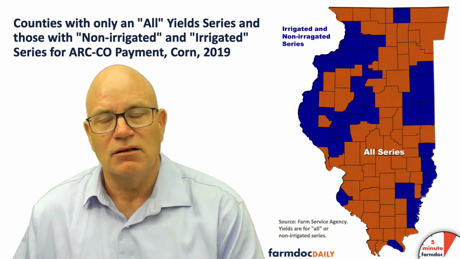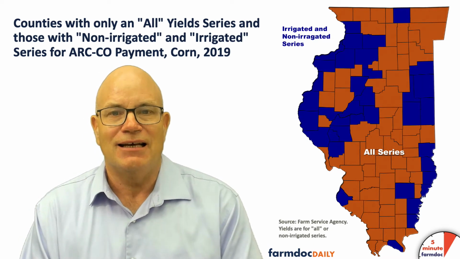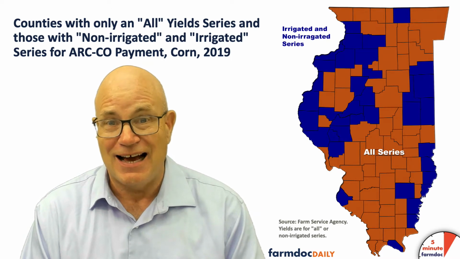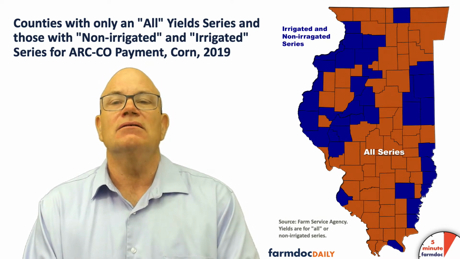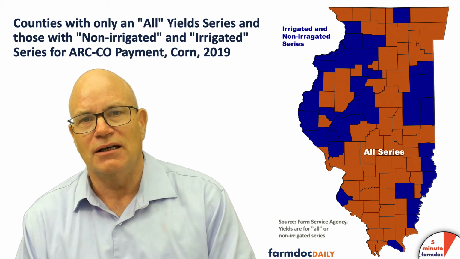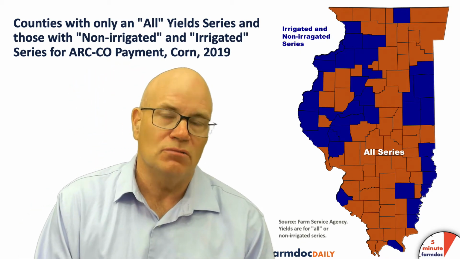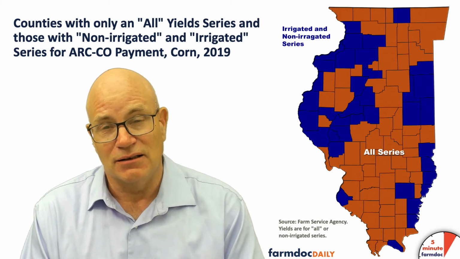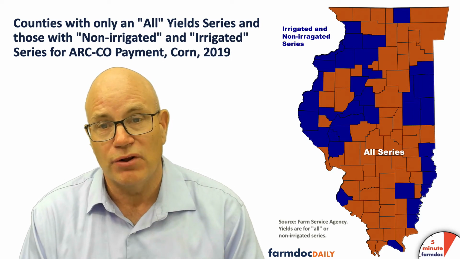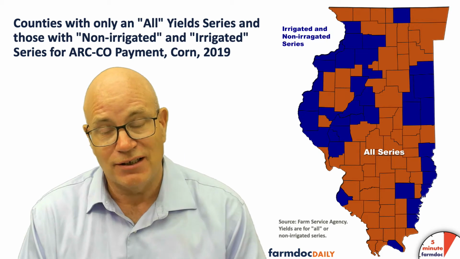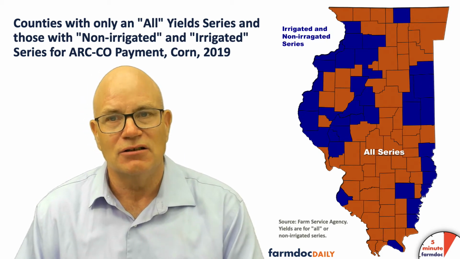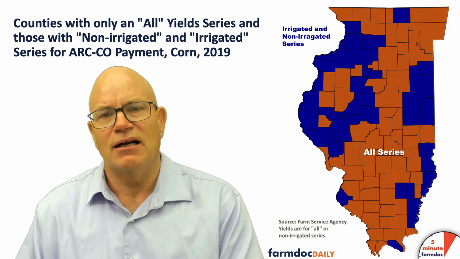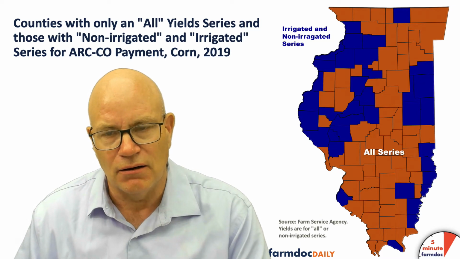Those yields, again, are used to calculate our county payments, and in Illinois, there is either an all series, which would cover irrigated and non-irrigated farmland, and then some counties along the borders, along the eastern corner and western Illinois, have irrigated and non-irrigated series. FSA was tasked to come up with a series that reflected irrigation in those areas that had irrigation. The previous map showed the non-irrigated yield where we had the opportunity for an irrigated or non-irrigated yield.